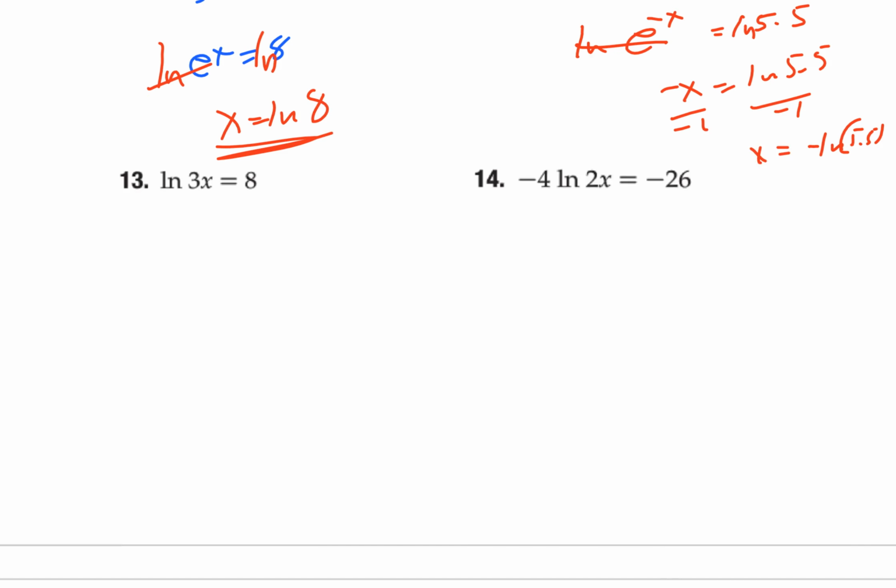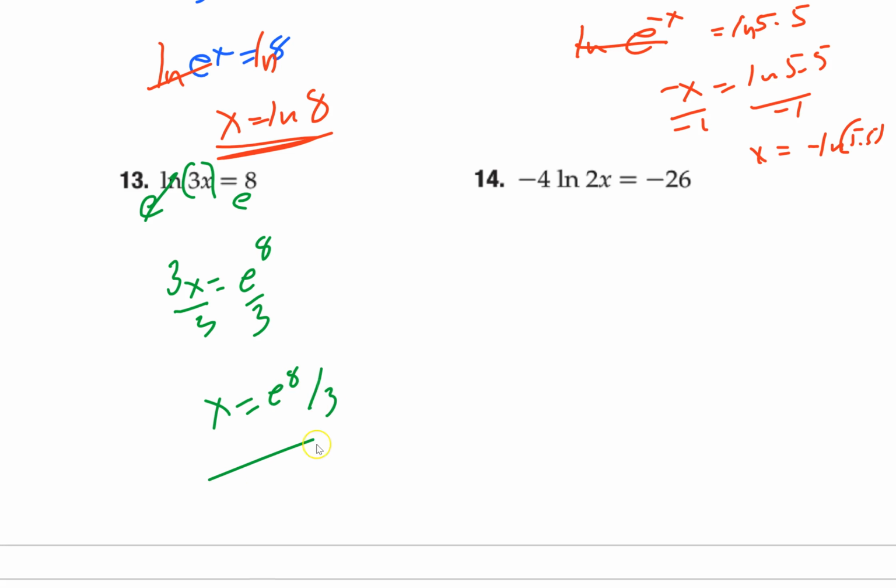Now let's look at some natural log problems. Natural log of 3x equals 8. So remember, the way you want to get rid of natural log is you take the e to both sides. So take the e to both sides. 3x equals e to the 8th. Now we can just divide by 3. x equals e to the 8th over 3. Done.